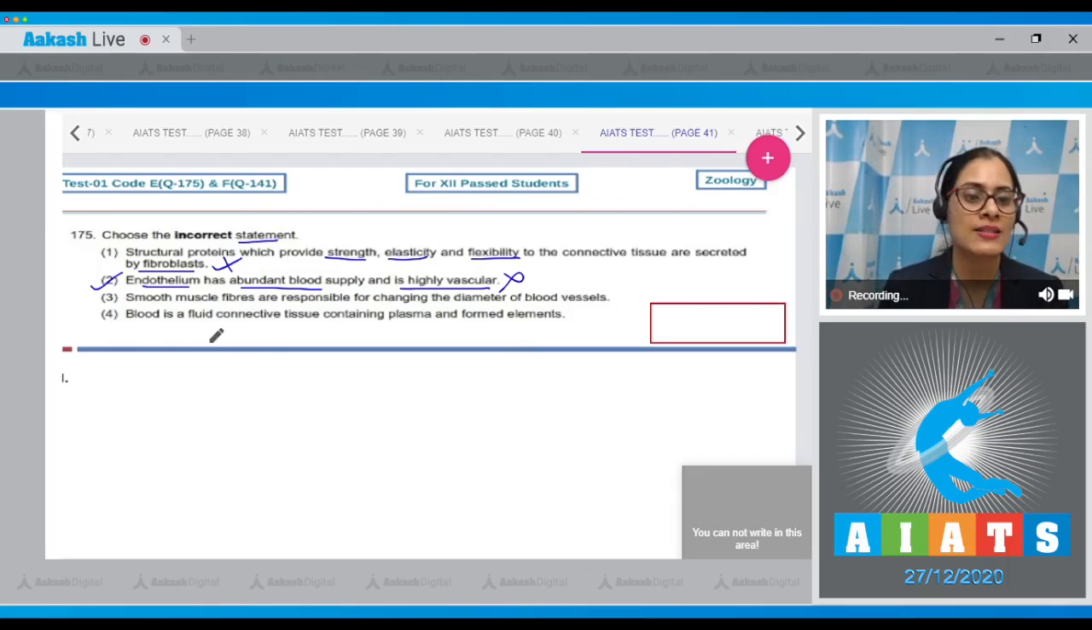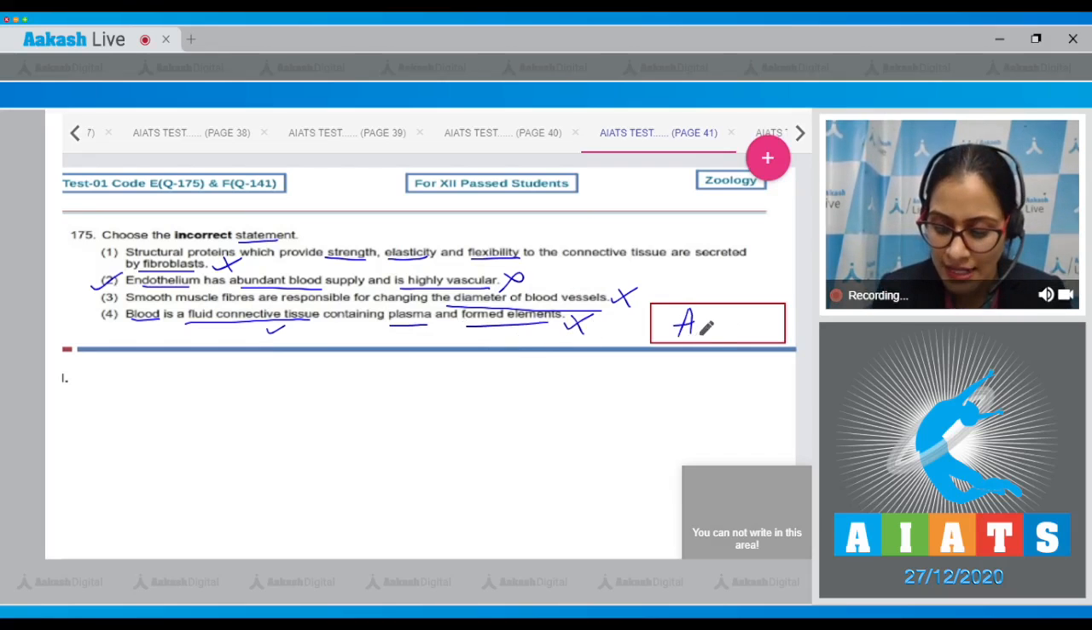The next statement is smooth muscle fibers are responsible for changing the diameter of blood vessels, and as it is a correct statement, this cannot be a correct answer to our question. And the last statement says blood is a fluid connective tissue containing plasma and formed elements, which is also a correct statement, so cannot be a correct answer. So the correct answer to this question is option number 2. Let's move on to the next question.